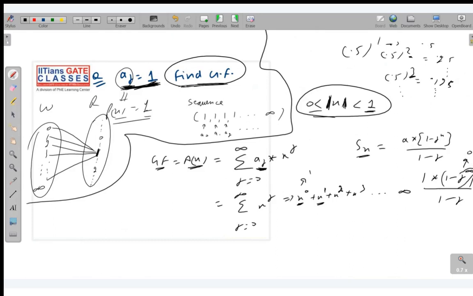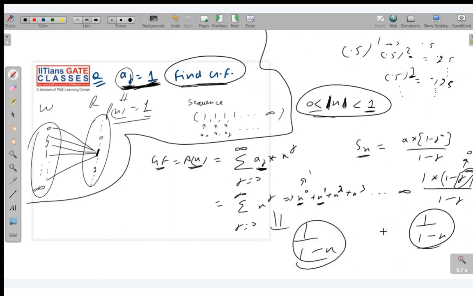So when r power infinity becomes 0, what will be our answer? 1 into 1 minus 0 is nothing but 1 only. So 1 upon 1 minus r. R is the common ratio, that is x only. So this is my answer. Finally, our answer will be 1 upon 1 minus x. So if the numeric function a_r is 1, then the corresponding generating function A(x) will be 1 upon 1 minus x.